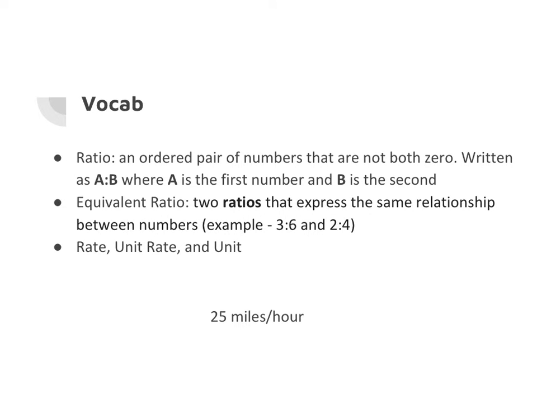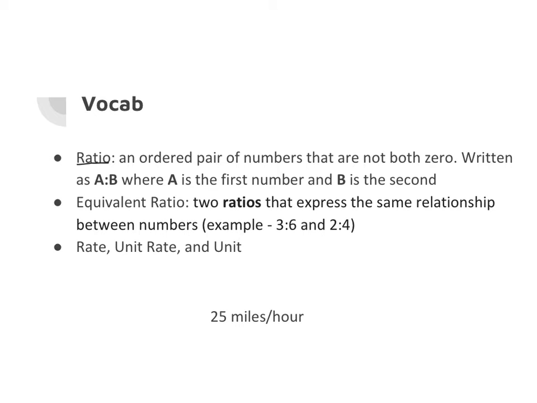Before we get started into the math part, you do need to have these vocabulary words written down. The first vocabulary word is a ratio, which is an ordered pair of numbers that are not both zero, written as A to B, where A is the first number and B is the second.